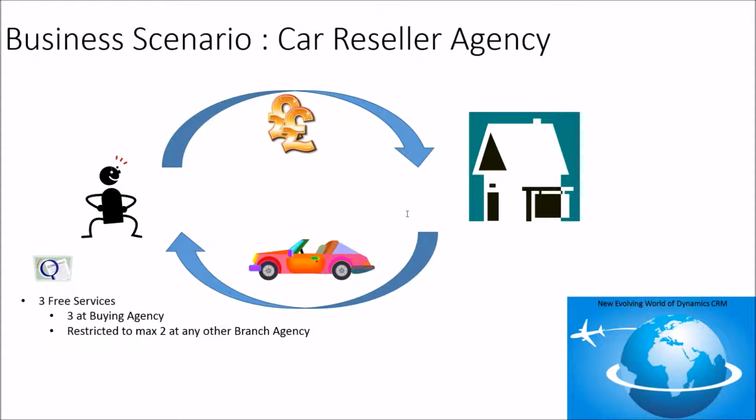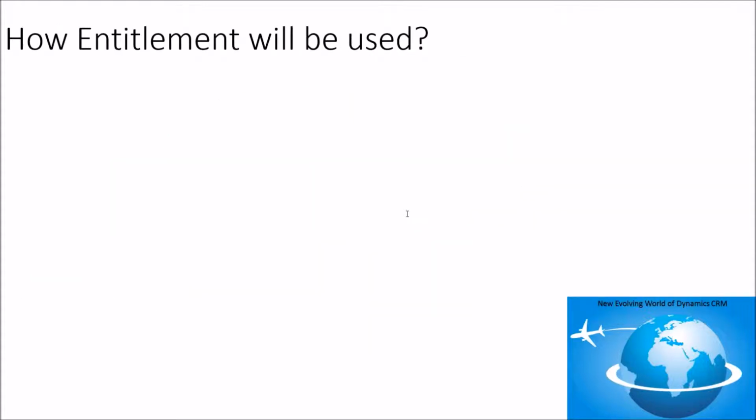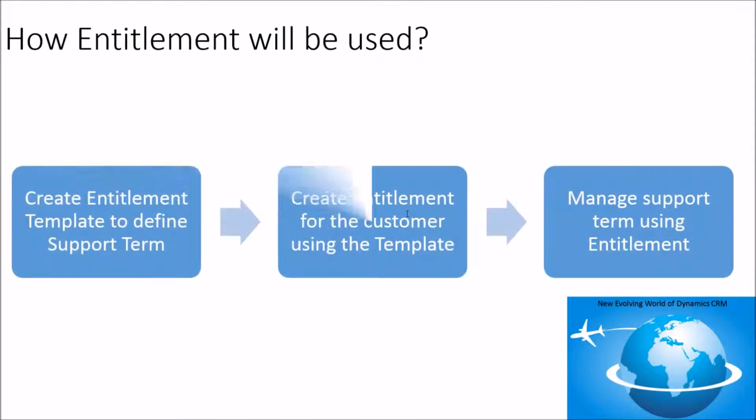If we try to understand the big picture, this is how entitlement will be used in this case. First of all, we will go and create an entitlement template which will define the support term. So we'll configure the rules of engagement over here. Then, based on that template, an entitlement is created for the customer. That means if I'm buying a car, then one entitlement or support term is created for me, and based on that, the agency will manage the support term with the customer.